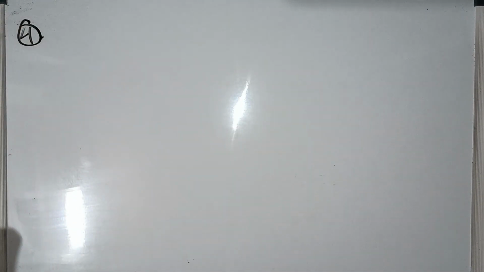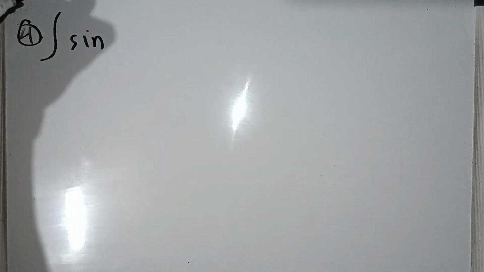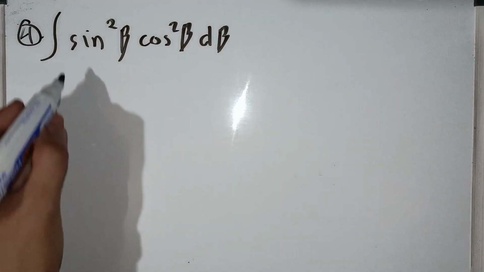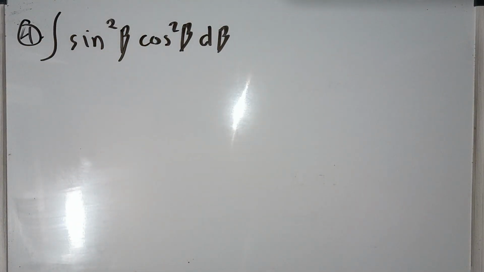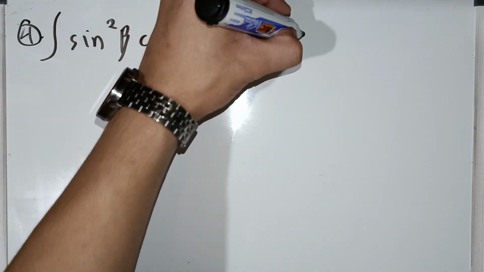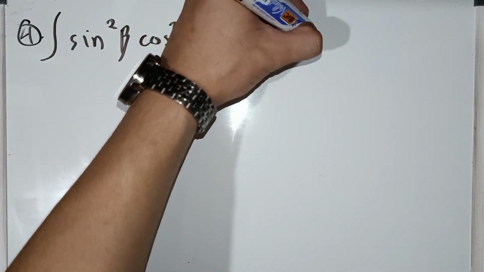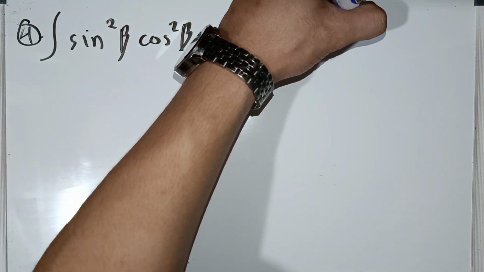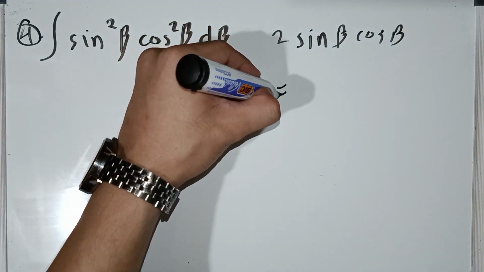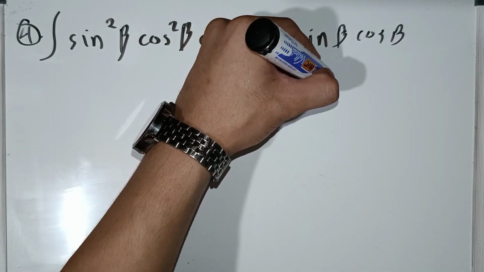So for problem number 4, the integral of sine squared beta cosine squared beta d beta. To solve this, as you can see, this can be written in double angle identities. So that is equal to 2 sine beta cosine beta, which is equal to sine 2 beta.